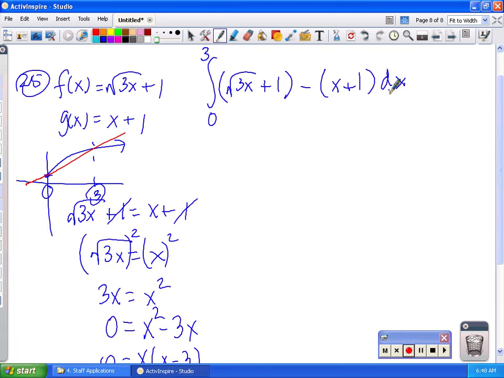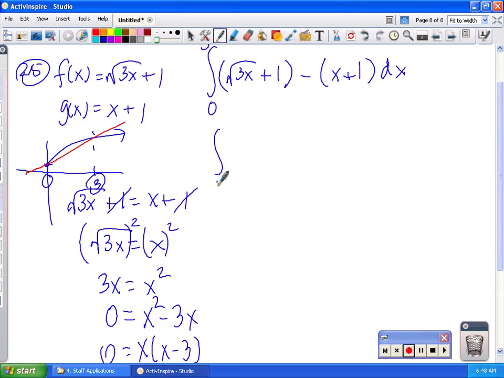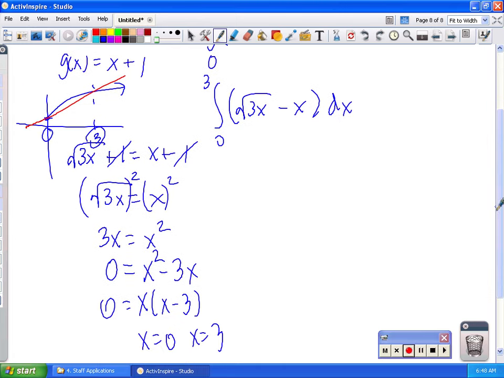I'm going to combine any like terms that I have here, so that would be 0 to 3 of the 1 minus 1 is going to subtract out, so I have the square root of 3x minus x dx. And that's the same thing as 0 to 3 of 3x to the 1/2 power minus x dx.